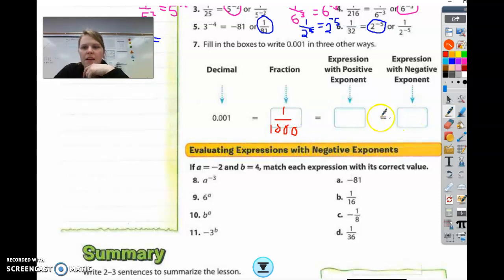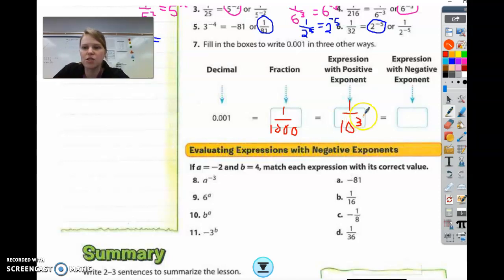There we go. And now it says write the expression with a positive exponent. So I'm going to go ahead and do the 1 over. Sorry, that's supposed to be 1 over. And then the bottom part, 1,000. Wouldn't that be? Well, 10 squared is 100. So 10 cubed, 10 times 10 times 10. You can check that in your calculator.